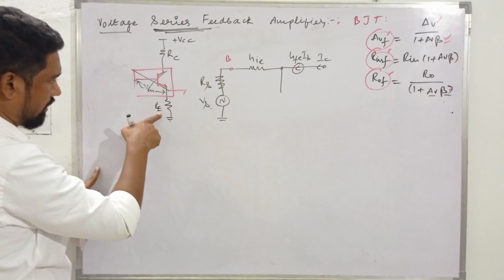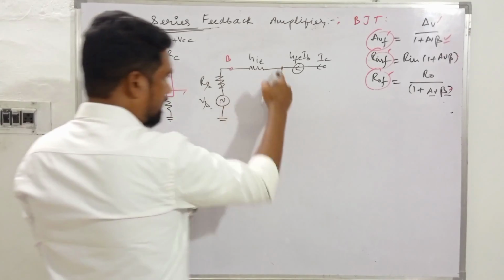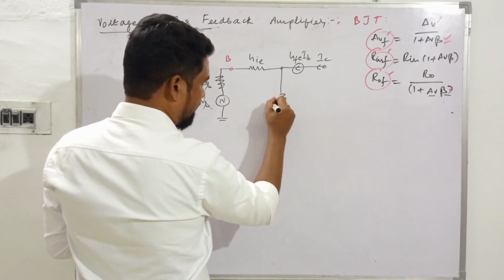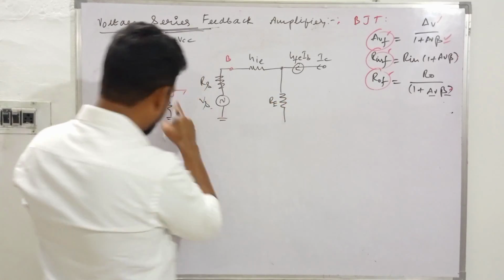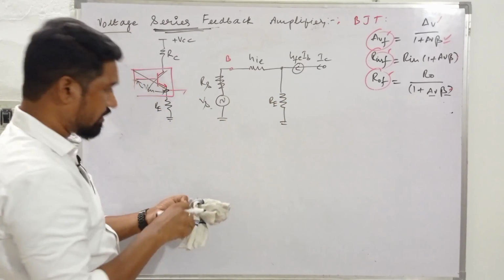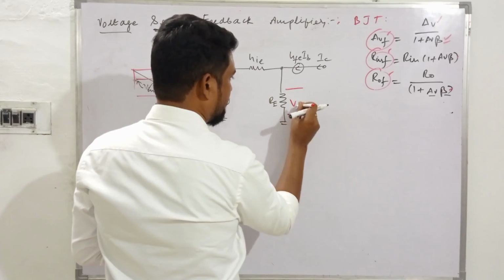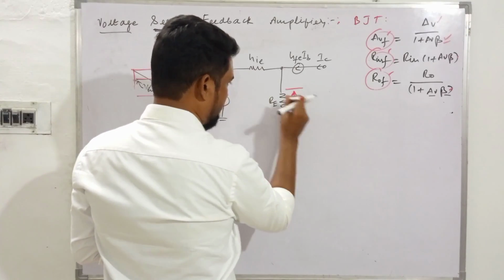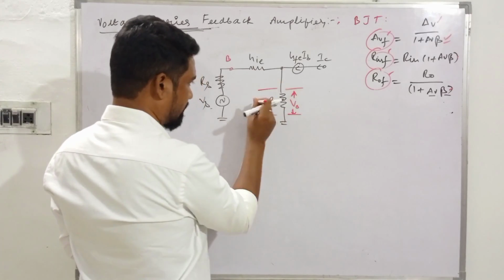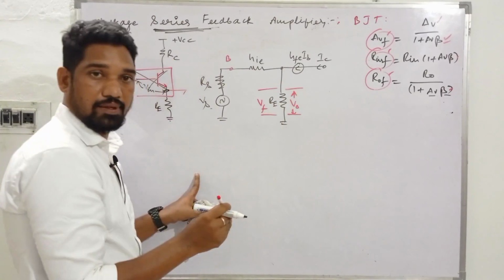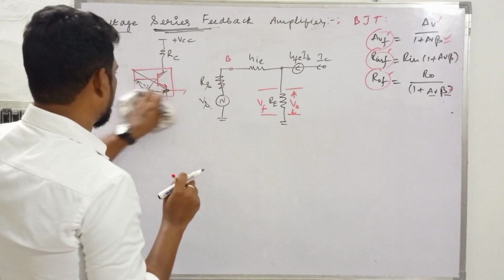Where do we have this one? In the emitter, isn't it? Here we have the emitter, and we have RE grounded, across which we are collecting the output voltage V naught, and the same voltage is given back to the input, so VF. All right, so we are done with this one.